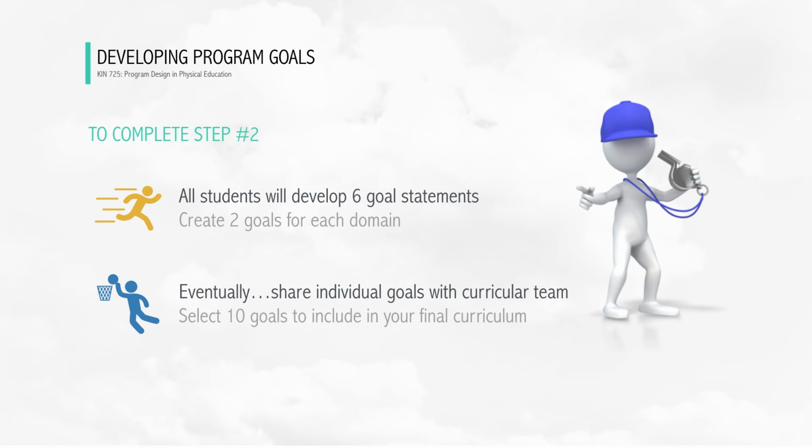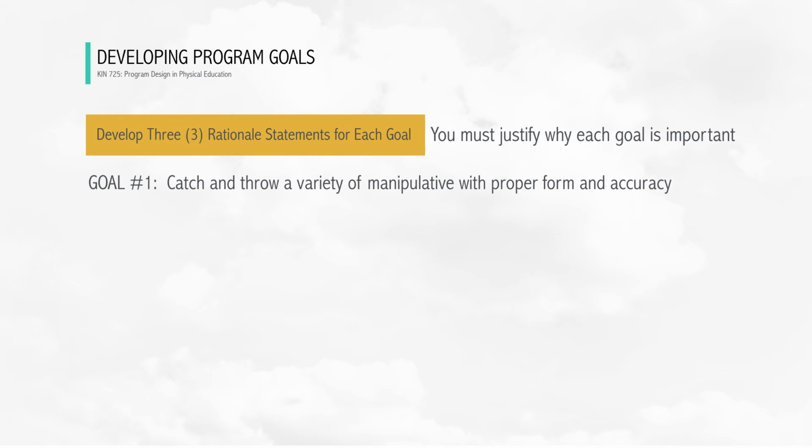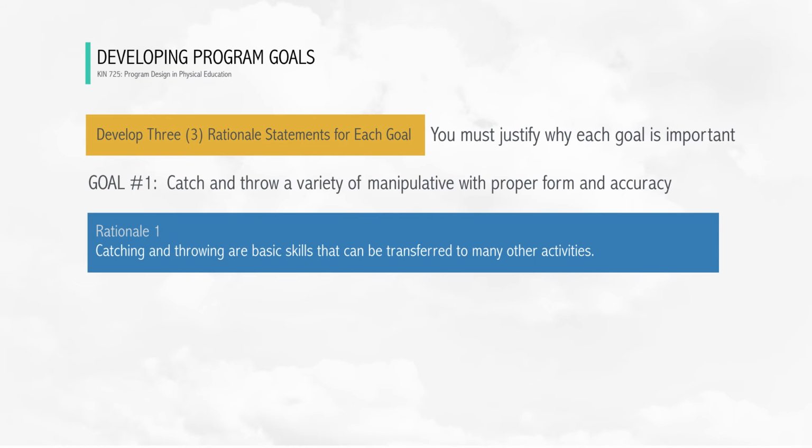Your rationale statements should provide 3 justifiable reasons why your goal is important enough to include in your program. And if you're having trouble coming up with 3 different rationale statements or reasons, you may want to rethink your goal. For example, in our previous goal, we stated that all students will be able to catch and throw a variety of manipulatives with proper form and accuracy. And we need to justify this as a goal and provide a rationale or reasons why we think this is important enough to include in our curriculum.